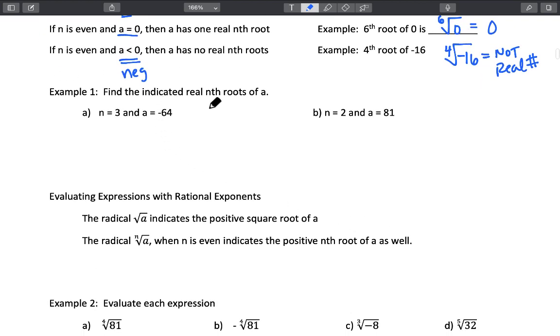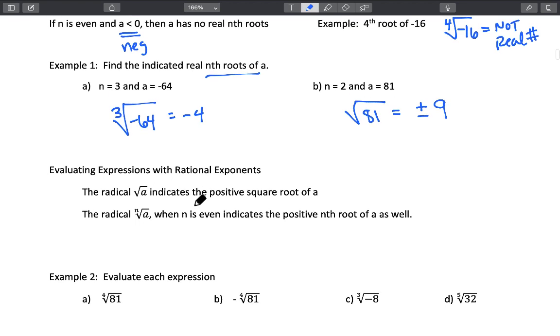All right, let's jump into examples here. We want to find the indicated real nth root of a. Here we have the cube root of negative 64. Well, we've got a negative number here. We're taking the cube root, that's an odd number. Therefore, I know there's one real solution, and that's got to be negative 4. Next up, we've got the square root here. That's the second root. And the square root is actually a unique radical. You do not need to write the little 2, which is called the index number. The square root of 81, and since this is even and positive, there's both a positive and negative solution, and that's positive and negative 9.